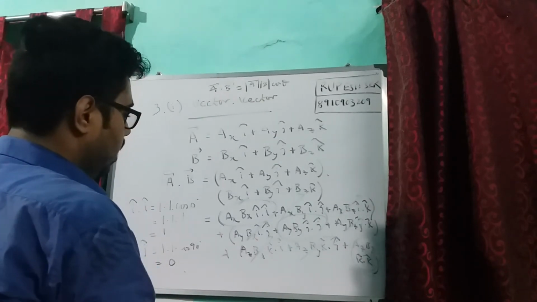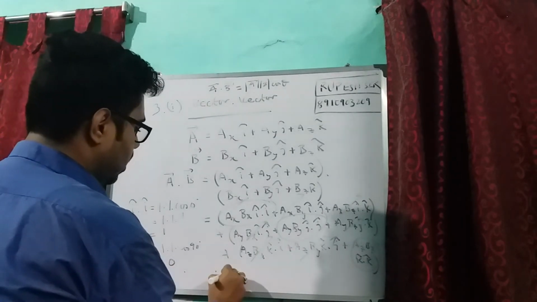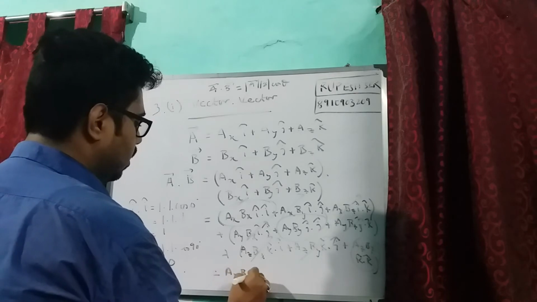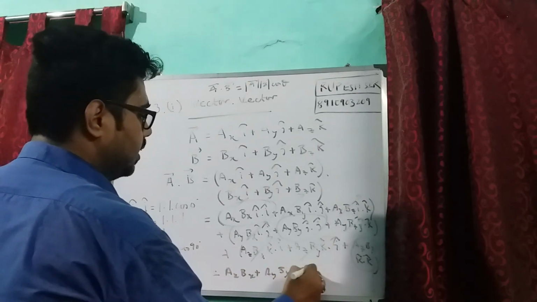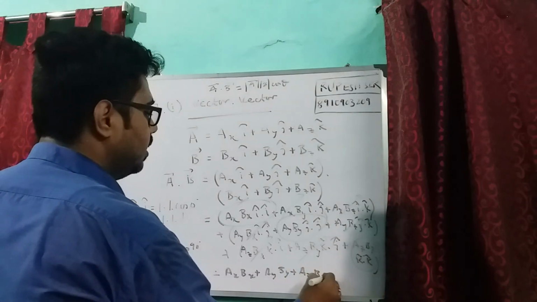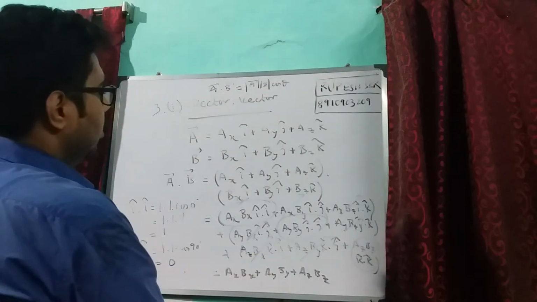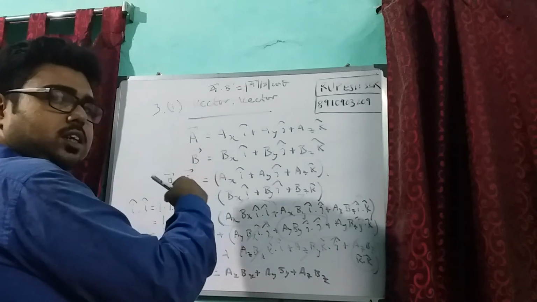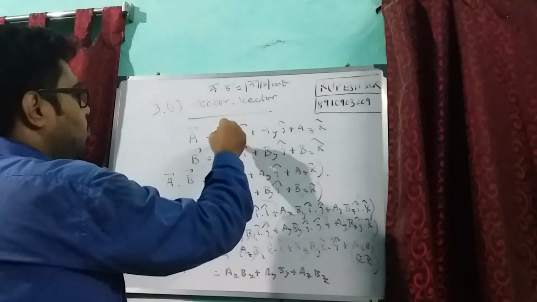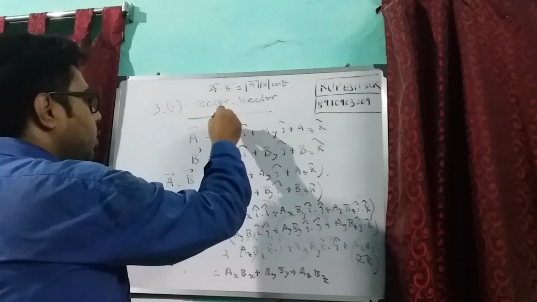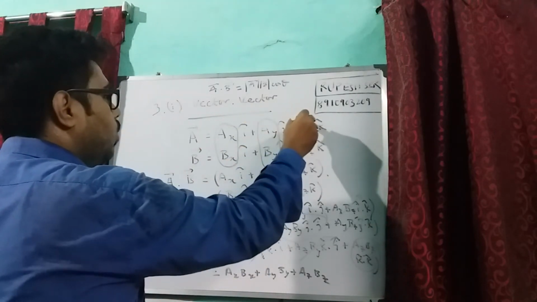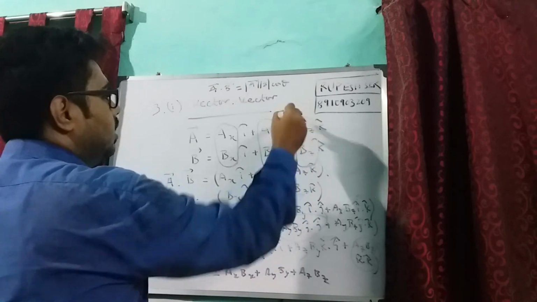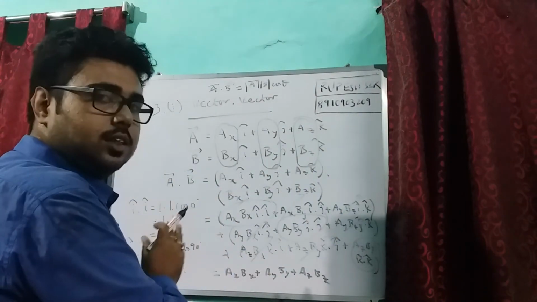So we have AX BX plus AY BY plus AZ BZ. Okay. So what we have to do? We just have to multiply component wise: AX BX, AY BY and AZ BZ. And that simple it is. Okay.